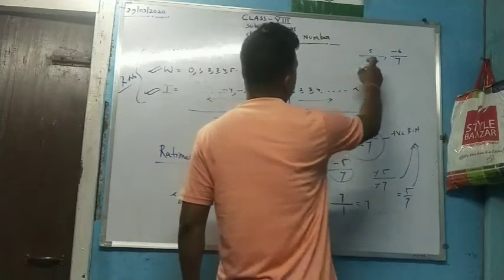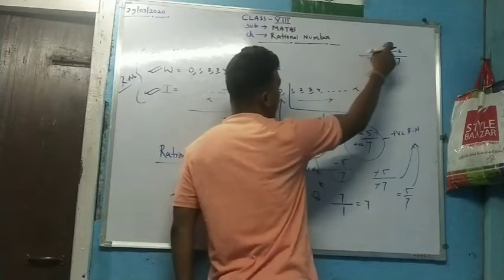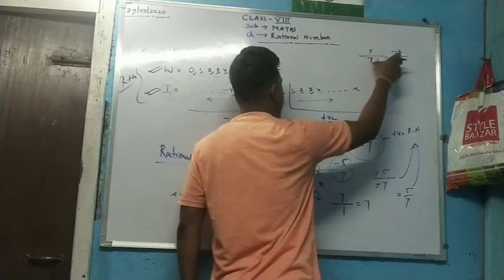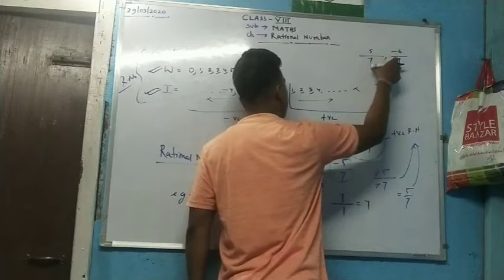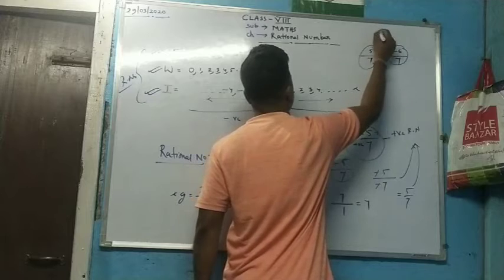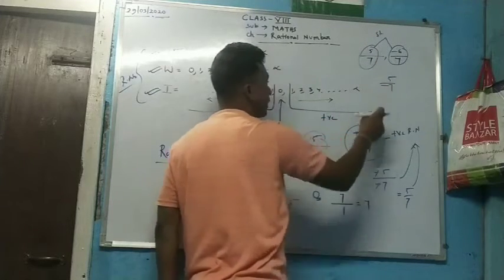You have seen in this case the numerator is positive, the denominator is positive. In this case the numerator is negative and the denominator is positive. In both cases the denominator is what? Positive. So if the denominator is positive, then this rational number will be known as a standard rational number. But if I write 5 by minus 7, this is not a standard rational number.